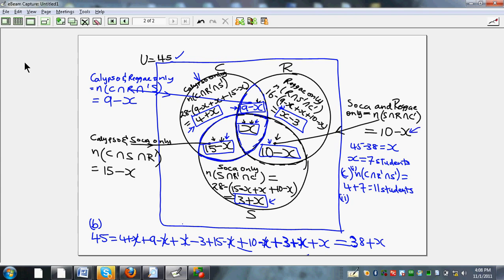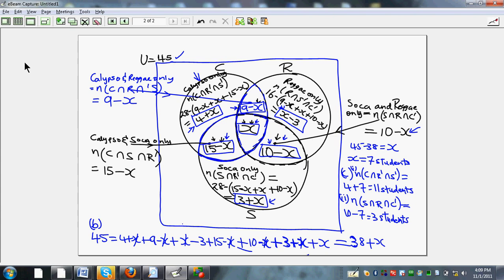So how do we find that? Simple. We write down what they want us to give us. So part 2, number of people that like soca and reggae only, which means soca and reggae and not calypso. And we know that that is 10 minus x from here. So we just put in the 10 minus the x. In this case, x was 7. And that worked out to be 3 students in all. Okay, so your final answer there was 3 students.